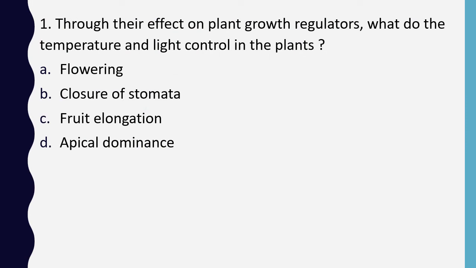Question number 1. Through their effect on plant growth regulators, what do the temperature and light control in the plant? Flowering, closure of stomata, fruit elongation, apical dominance. Correct answer is option A. Flowering of plant is controlled by the temperature and light.